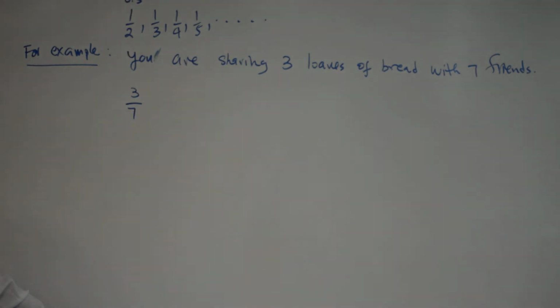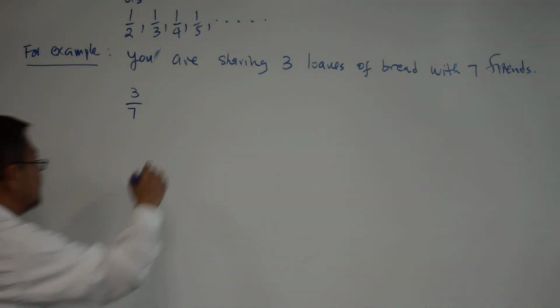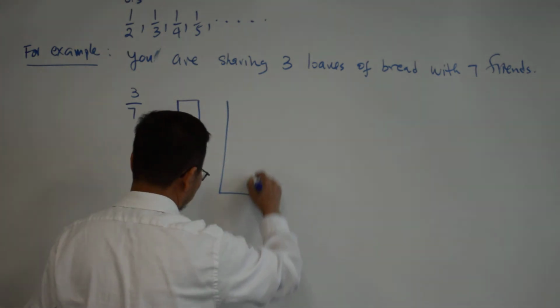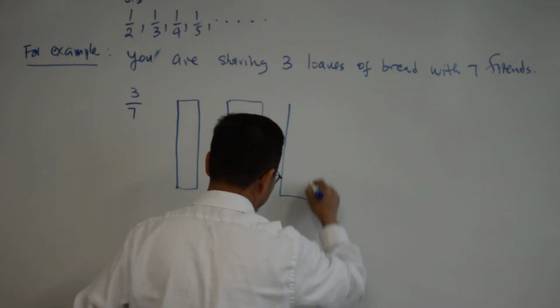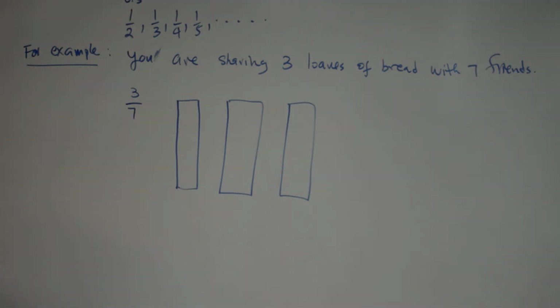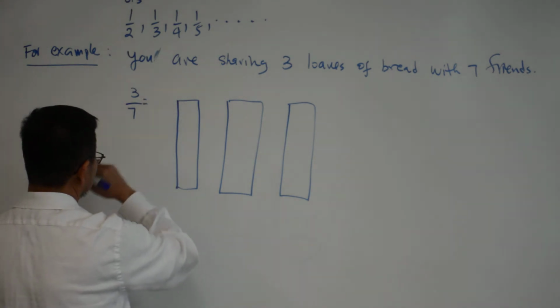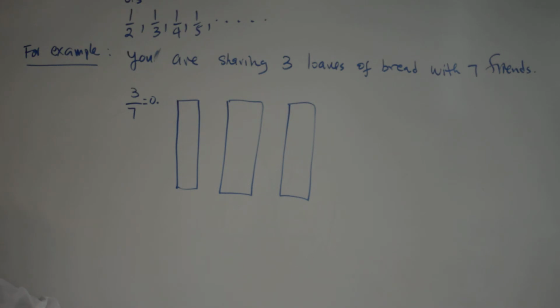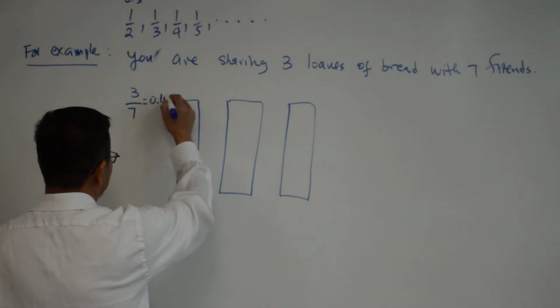Okay, then how many loaves of bread do you want to draw here? 3. 3, right? So you have less bread now because there are more people. Then what is 3 over 7 equal to? Just compare, what's the decimal form? 3 divided by 7 is 0.42. Okay.